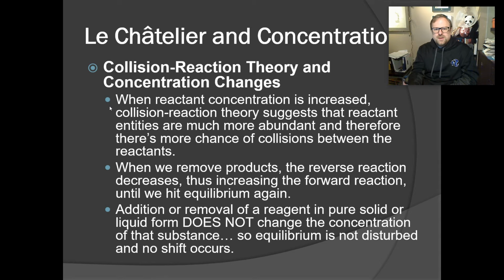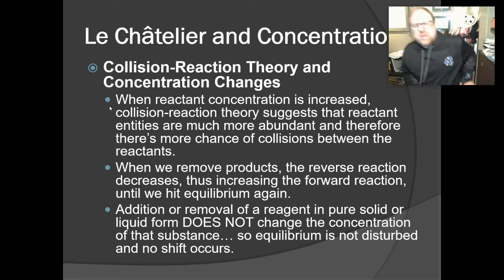Same thing as if we remove products. If we remove products, that means there's more reactants in that chamber. There's an increased probability of reactants colliding with each other, meaning that it's going to shift towards the right, which is going to create more products. What I need you guys to understand is the addition or removal of a reagent in pure solid or liquid form does not change the concentration of that substance, so equilibrium is not disturbed. So really what we want to look at is the way we increase or decrease is by shifting with respect to aqueous or gaseous entities in that reaction that we're looking at. Okay, I hope that makes sense.